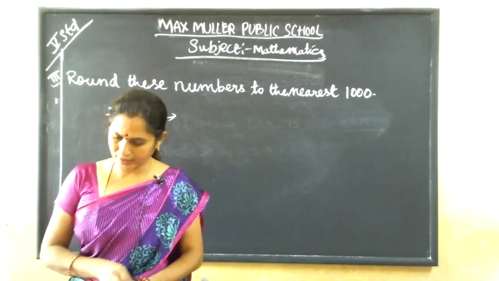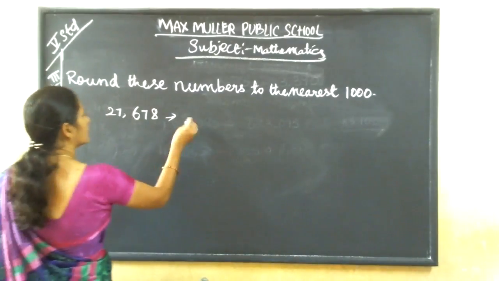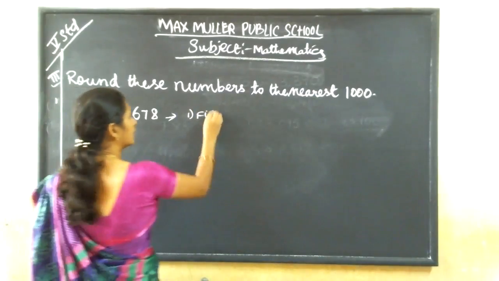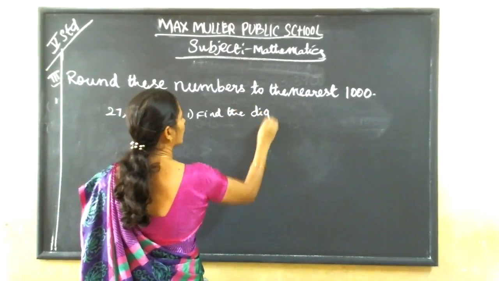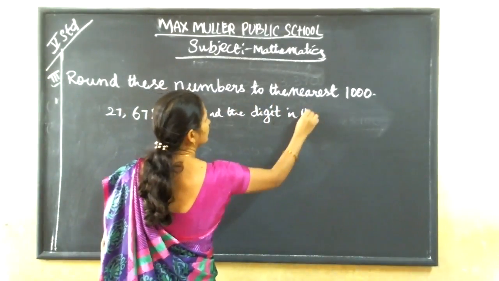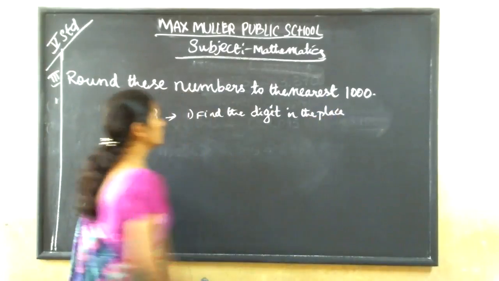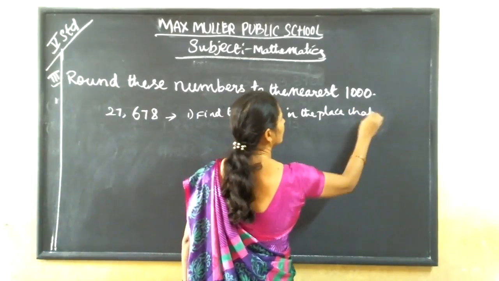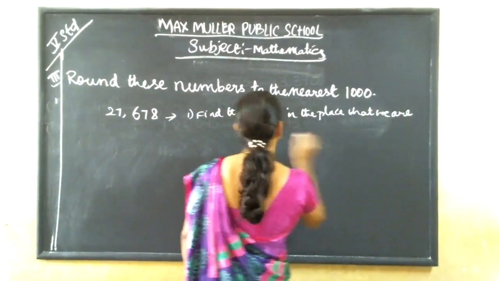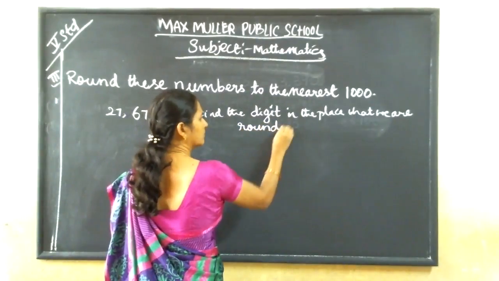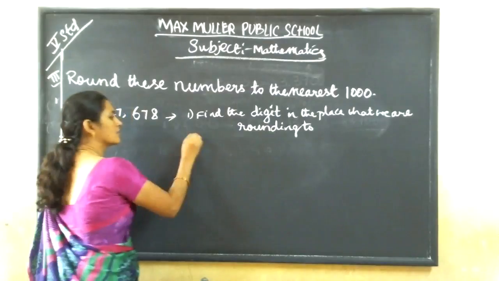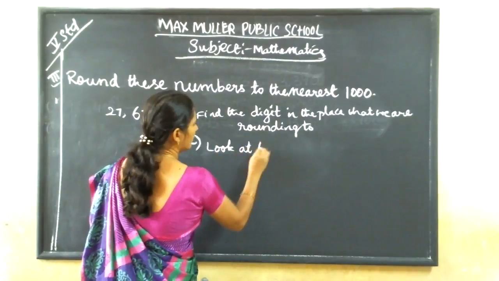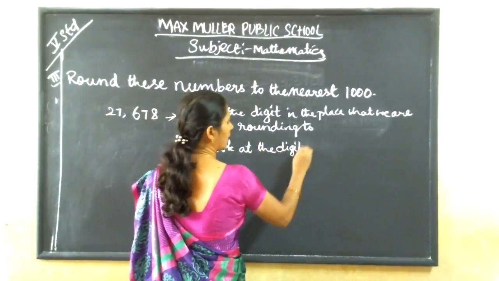Okay. Next, look at the digit to its right. Find the digit in the place that we are rounding to. Okay. Next step. Step two. Look at the digit to the right.